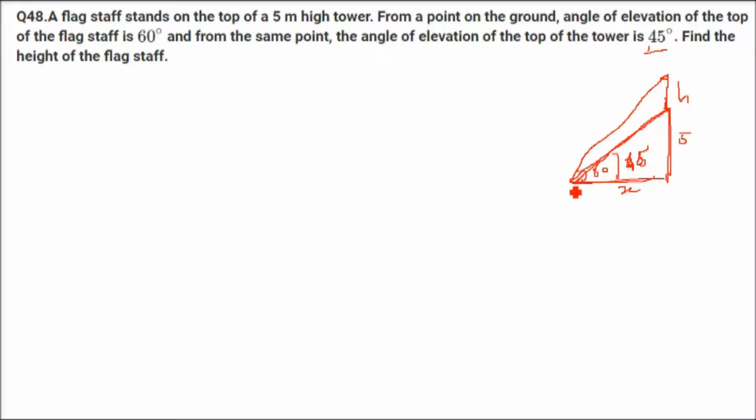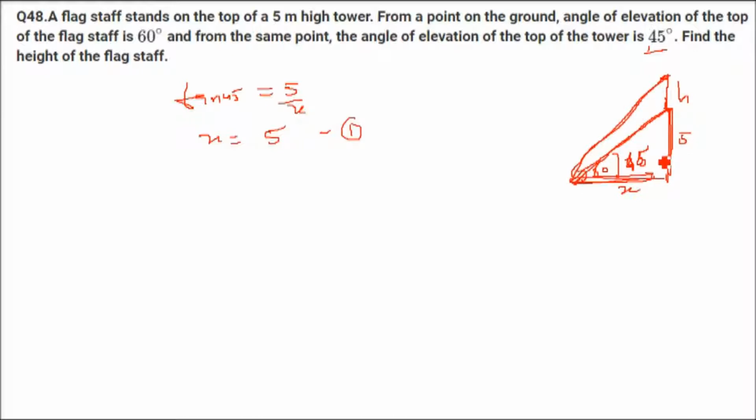So you have to mark the triangle, give the name to the vertex, and then you have to do. I'm just telling you the logic. So tan 45 degree will be what? For the smaller triangle, it will be perpendicular by base. So it will be 5 by x. So x is 5 because tan 45 is 1. This is the first one which we got.